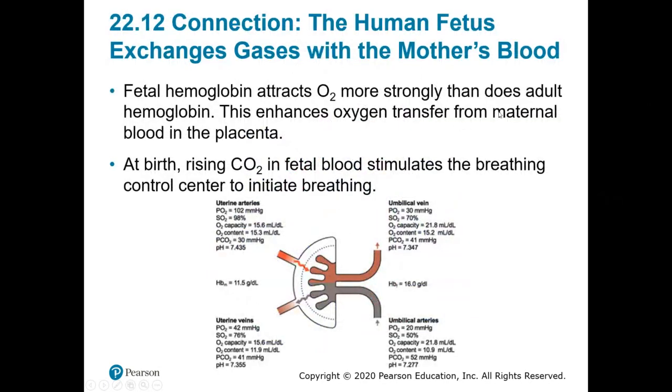Now, fetal hemoglobin attracts oxygen more strongly than the adult hemoglobin does, and this enhances the oxygen transfer from maternal blood, or the mother's blood, in the placenta. And then at birth, rising CO2 in fetal blood stimulates the breathing control center to make the baby start wanting to breathe. So when they're born, that CO2 builds up, and then all of a sudden they want to take that first breath. All right.